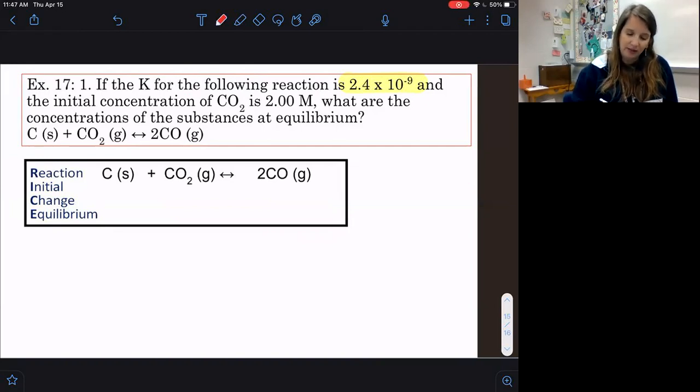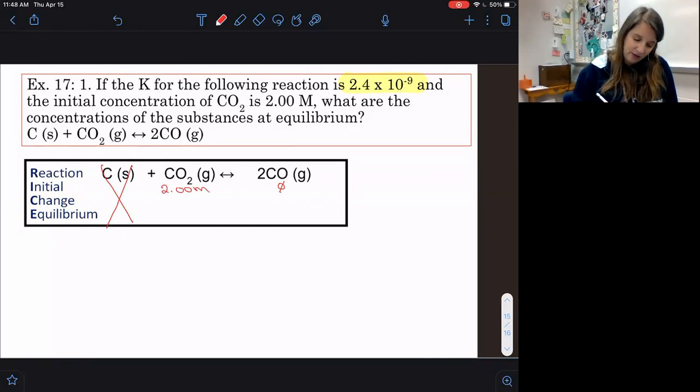So I'm going to go ahead and put my initial concentrations. Now, first off, I noticed that carbon is a solid, and solids do not show up in equilibrium expressions. So this whole section right here doesn't apply for this equation and this problem. So we just focus on gases and aqueous solutions. So the initial concentration of carbon dioxide was 2.00 molar. And we always start with how much product? 0 product.